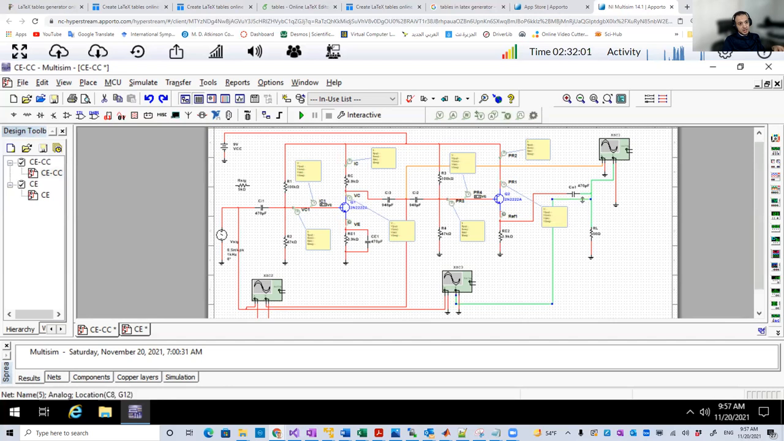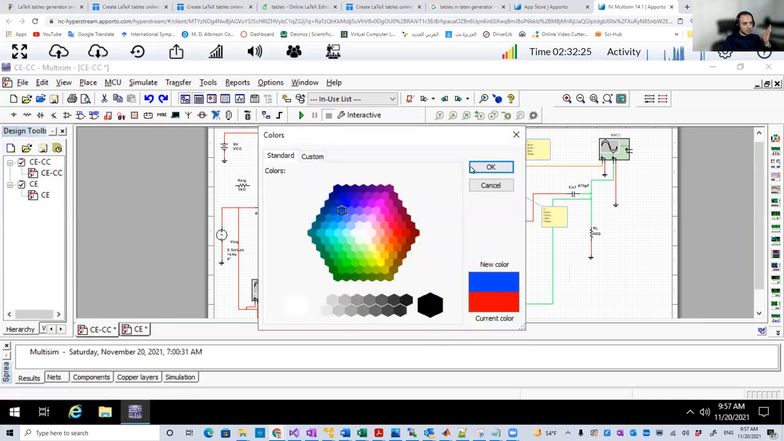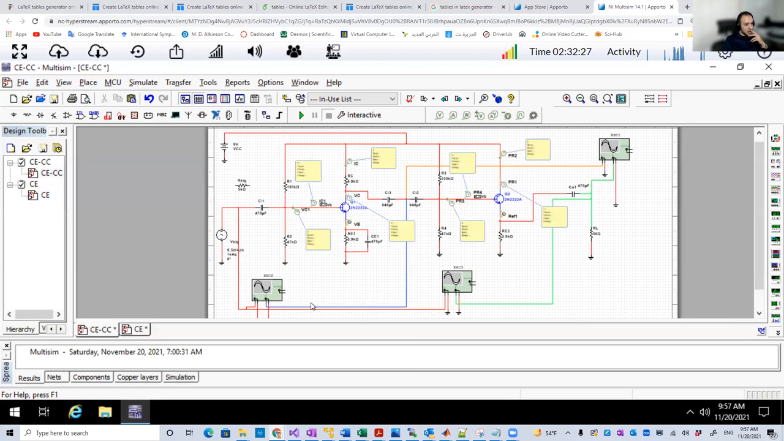Yeah, the green, which is the very last output over RL. Here is RL, the 50 ohms. And this one is measuring AV1. So let's mark this with another color, for example, blue. One signal here is the output of the first stage, and the second signal is just the input of the first stage, which is the input of the whole circuit. So let's run and see.